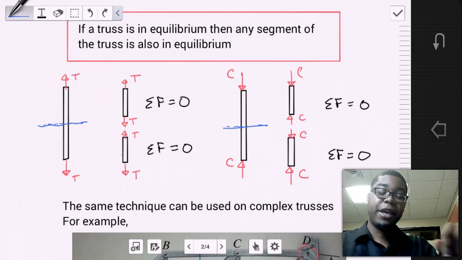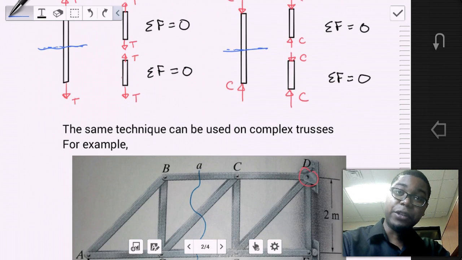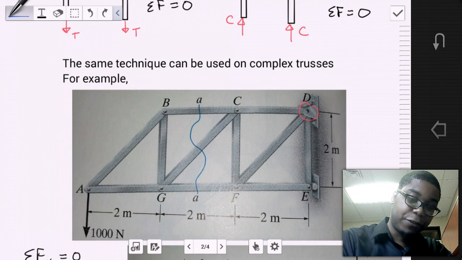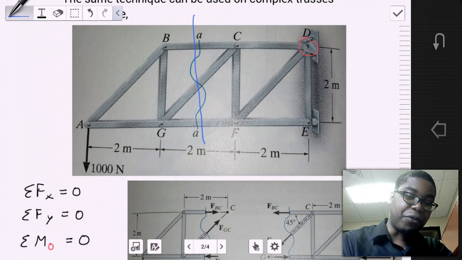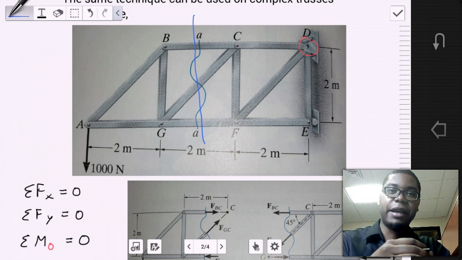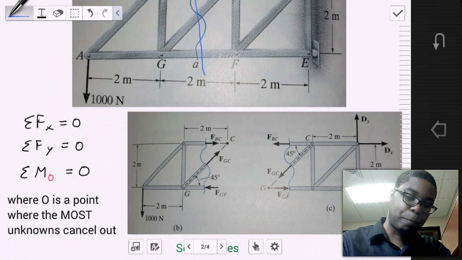This same technique can be used on complex trusses. For example, let's look at the following diagram, where we have this very interesting truss system, and we have some section line A, which describes a section that we could cut through this truss. We can very simply take the left-hand side and the right-hand side and apply our equations of equilibrium for either side of the section. And we will find equilibrium. There is a state of equilibrium for each side of the section, okay?